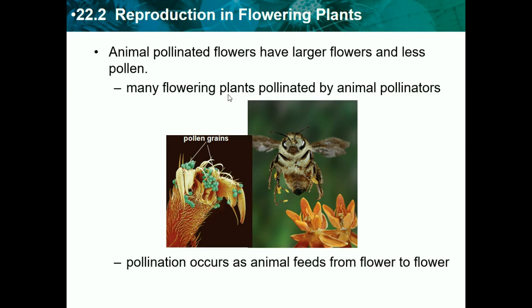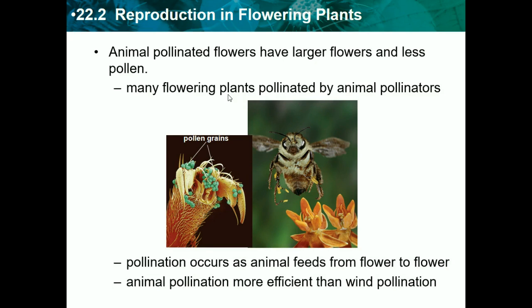Pollination occurs as animals feed from flower to flower. Animals pollinate more effectively than wind pollination. So the animals take pollen from one flower, like the pollen gets stuck to the animal. If you see here, the hands of this bee have pollen stuck to them, and then they travel to another flower, and when they're near the style or the stigma, the pollen gets stuck and it goes down.